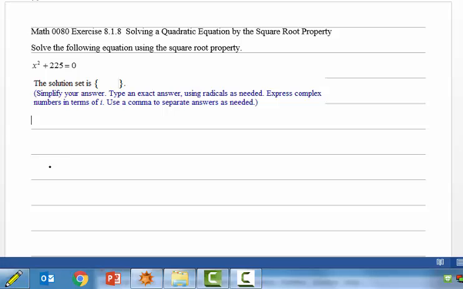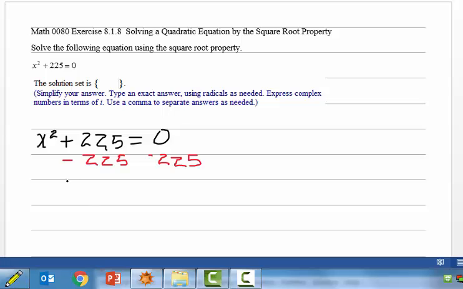So, just as we said before, when we're solving x squared plus 225 equal to 0 using the square root property, we want to isolate what we're squaring on one side of the equation, and we want to get the constant on the other side of the equation. So this becomes x squared equals negative 225.